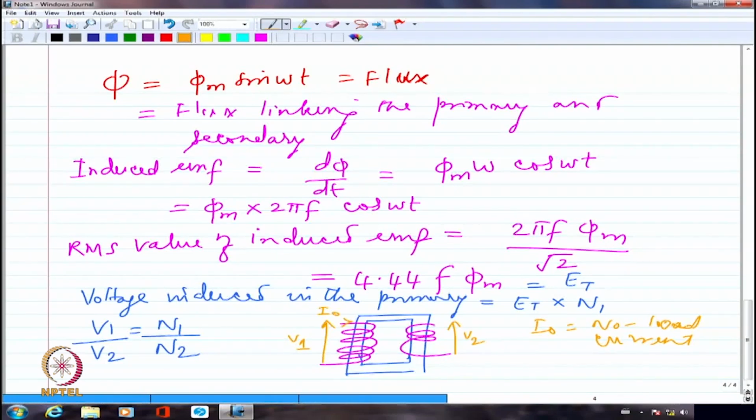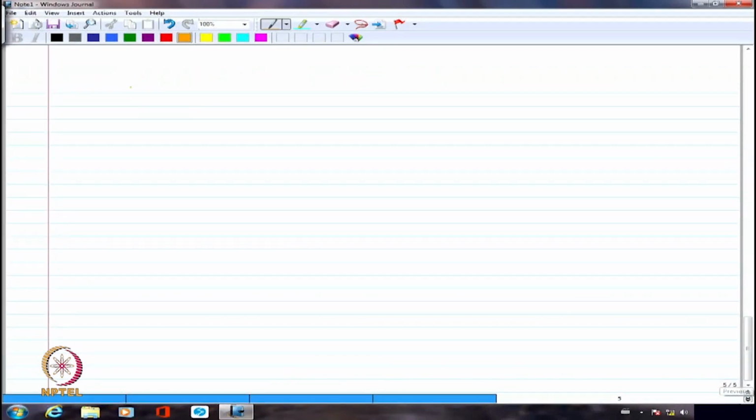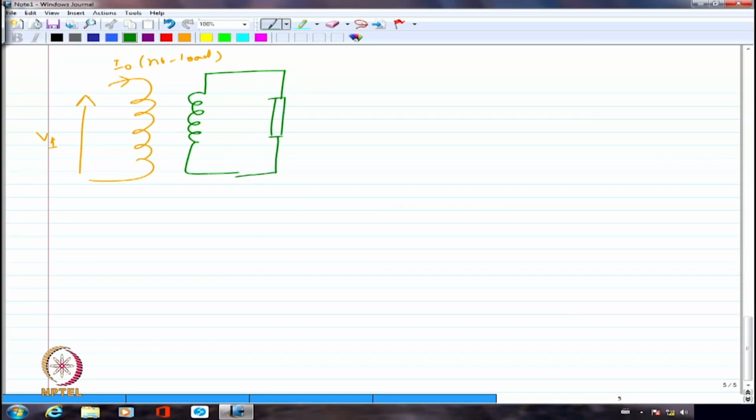Got it? Now, let's say I am going to connect the load. So this is my primary, right? And I have applied V1, and what I was having is I0. This was under no load, right? Now, I am going to connect the secondary to a load. So this is the load, right? And let's say this is actually drawing a current of I2. When it is drawing a current of I2, right?